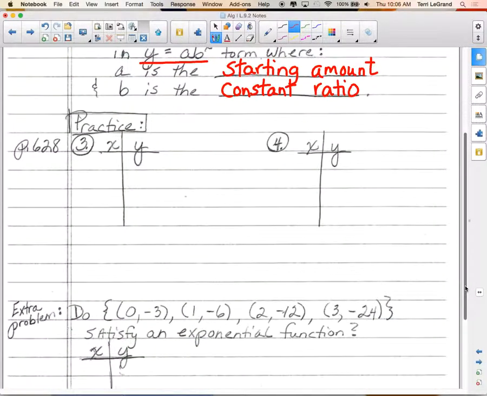Okay, so it looks like we're going to do number 3 on page 628. We have the set of ordered pairs given to us in set notation. Let's write them into a table. It makes it easier to work with them. Go ahead and get those transferred into the table I have here on the notes for you.